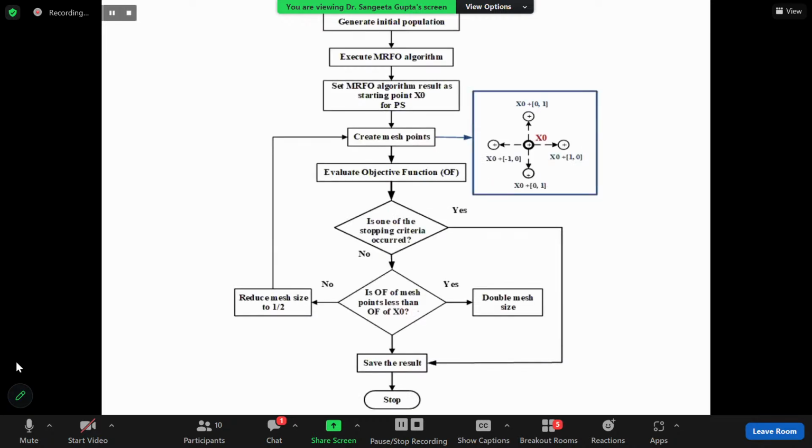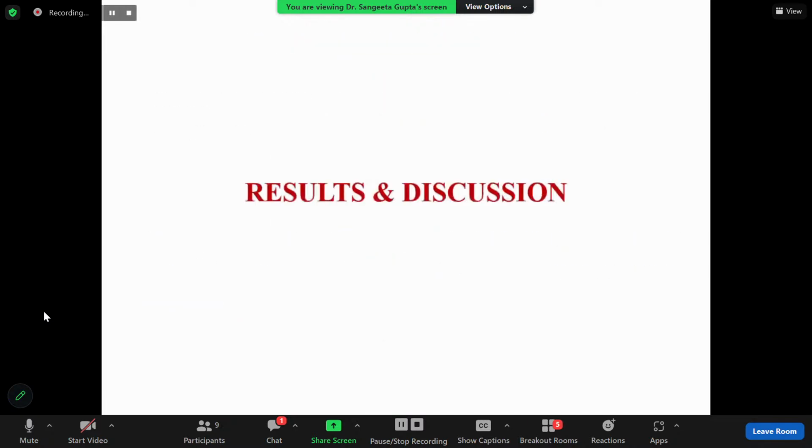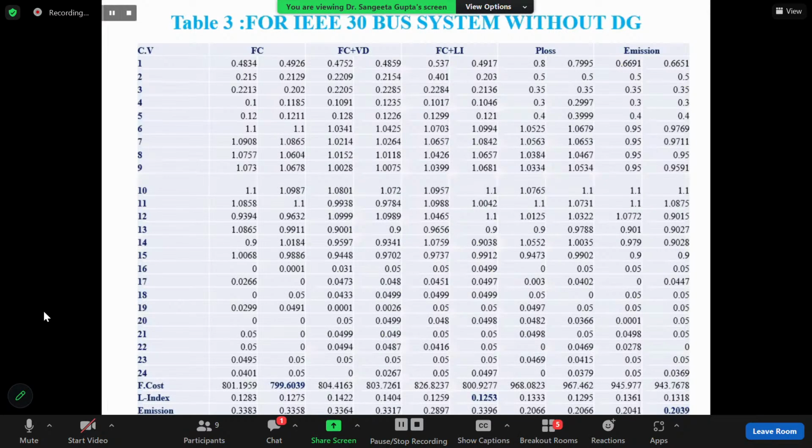And this is the flow chart of the proposed algorithm. In this, the first step is initialization of the parameters. In the second step, after getting the best solution, the pattern search algorithm improves the solution, so that we will get the global optimum solution. The flow chart shows the working principle of the hybrid algorithm. Next slide, please. So the proposed algorithm is developed in the MATLAB 2019a environment.